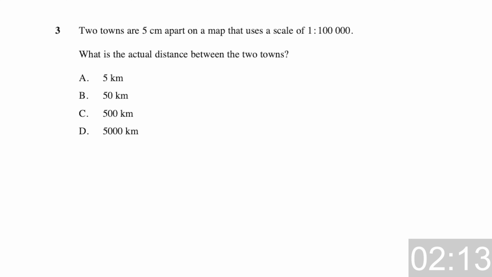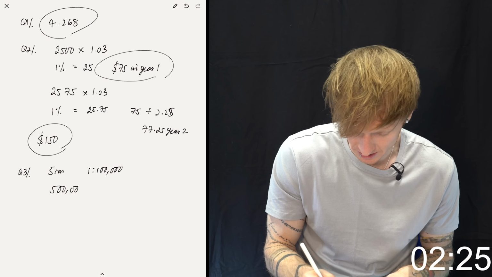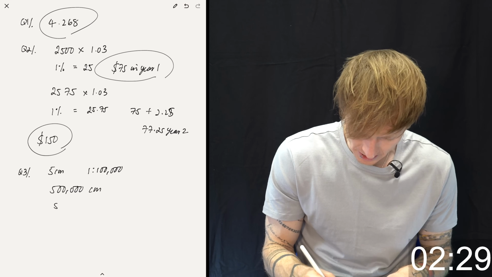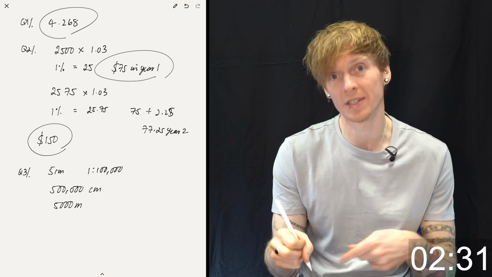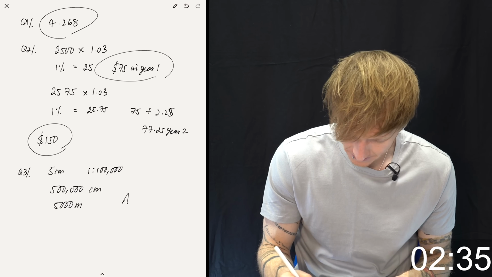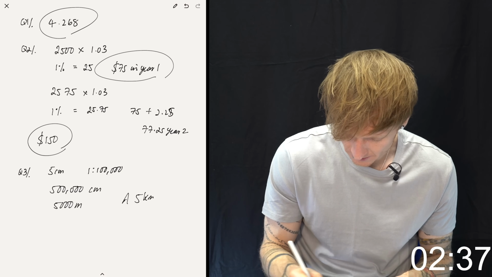Question 3. Towns are 5 centimeters apart. Okay, 5 centimeters, and the scale is 1 to 100,000. So that means we are 500,000 centimeters. So that's 5,000 meters, because 100 centimeters is a meter, which is 5 km. So A, 5 km for that one.